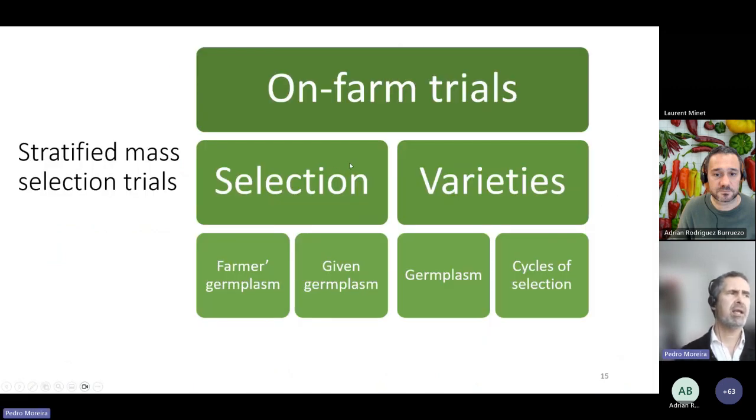Well, in these slides, what I wanted to show you is what our main activities are, because we have some activities that are on the field, and, sorry, all of them are on the field, but some are activities on farm, and other activities that are on station. So when we are talking about on-farm trials, we can talk about the selection trials.